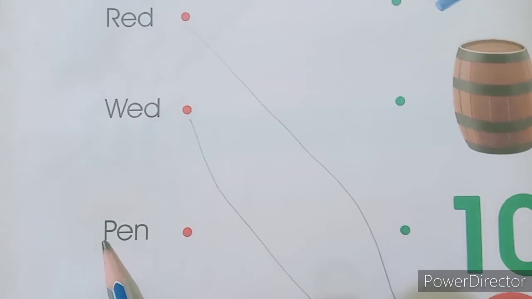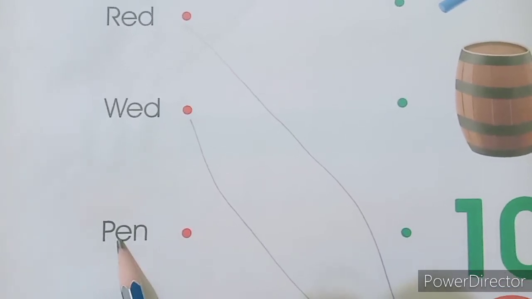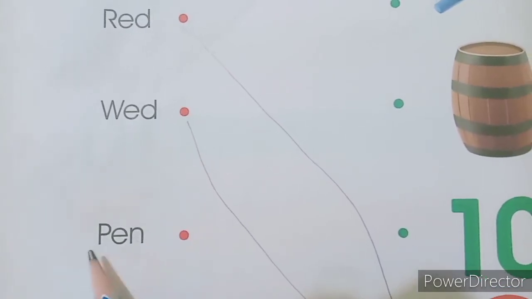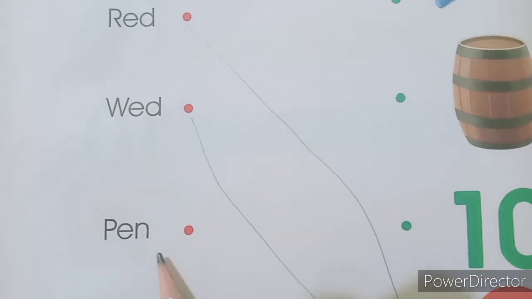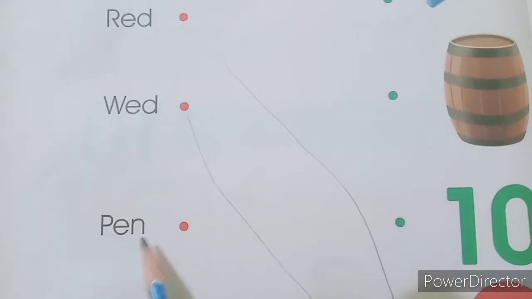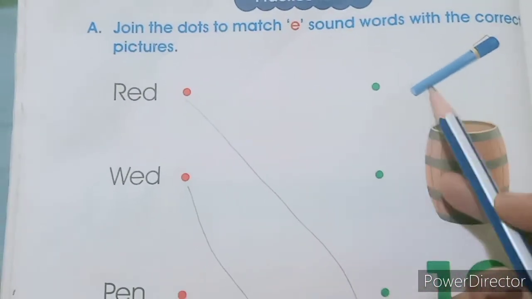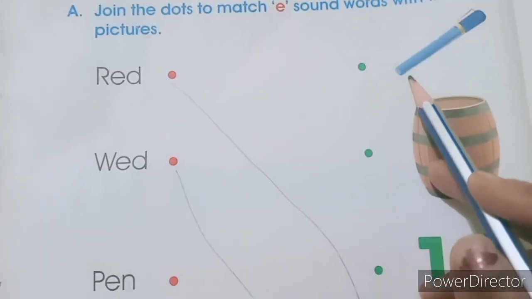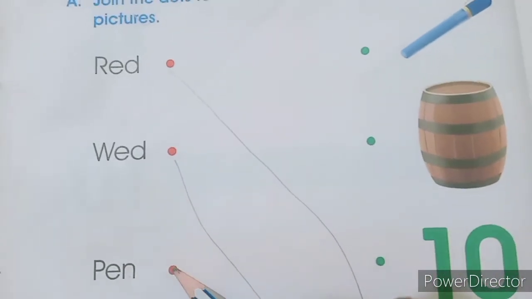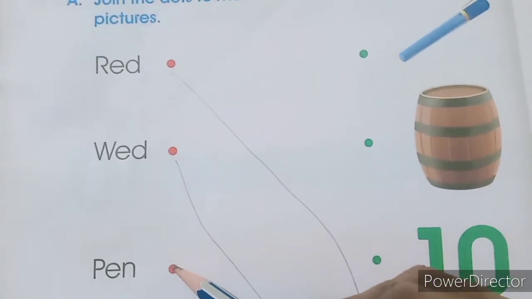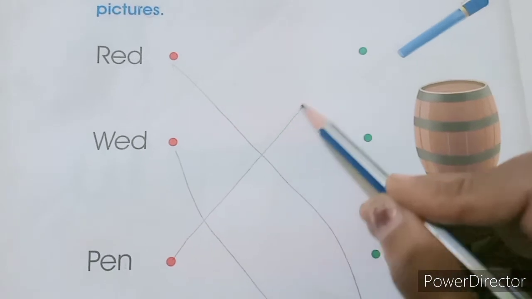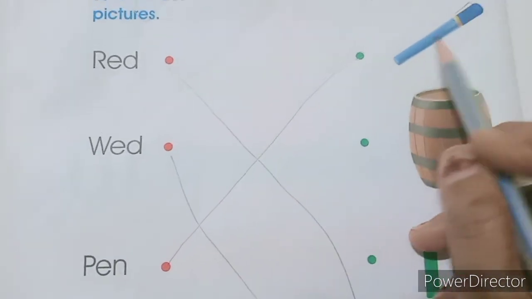Read the next word. P-E-N, pen. Okay, P-E-N, pen. So search for the pen. Where is it, beta? Where is it? Yes, it is here. Okay, so you have to match the words with the correct picture here.